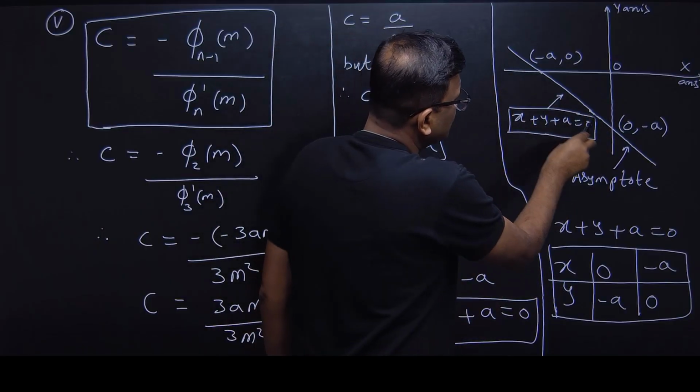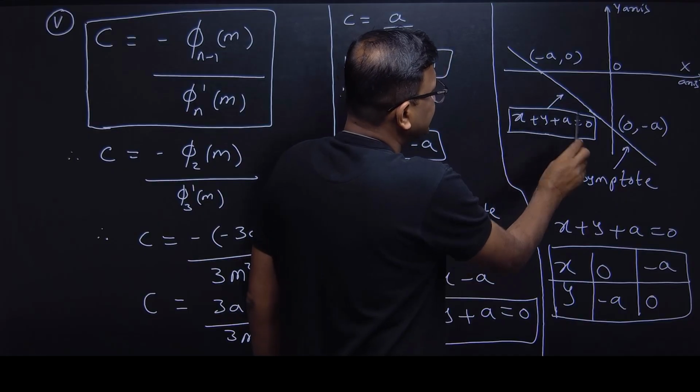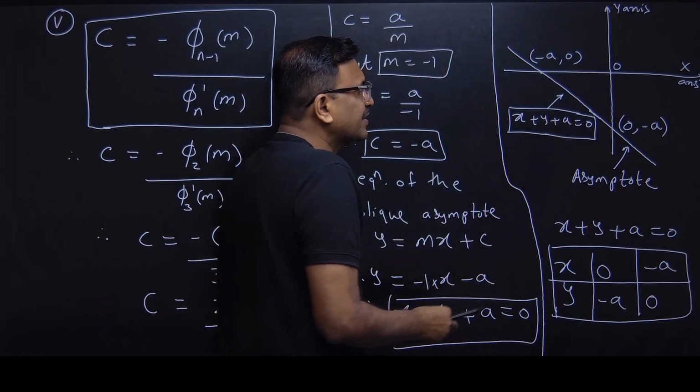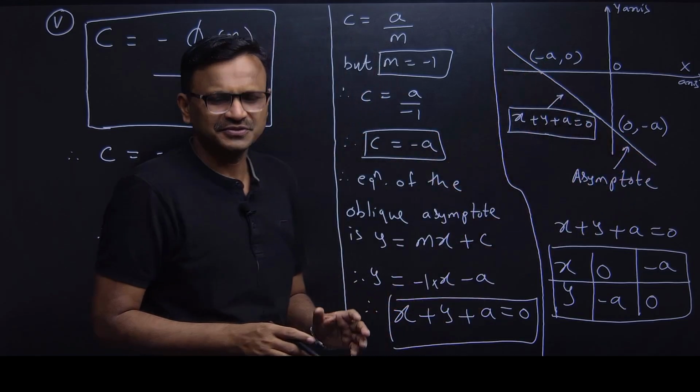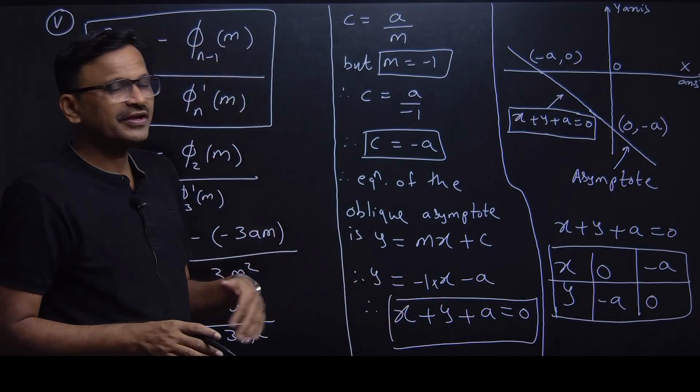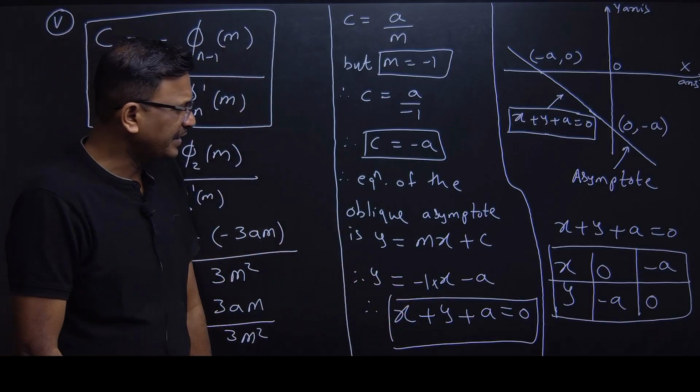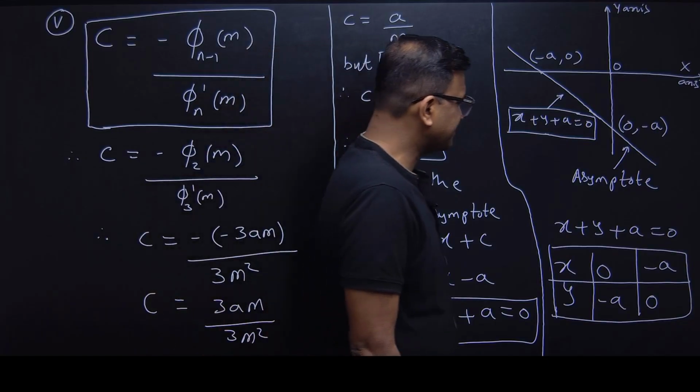So we have drawn a line through these. That is our line, x plus y plus a is 0. So that is the required oblique asymptote. The curve is going to run parallel to this line. So we have just discussed how we can find an oblique asymptote in the case of implicit relations.